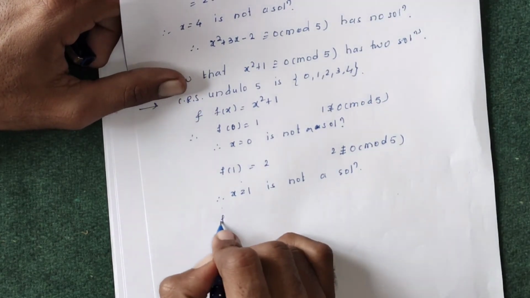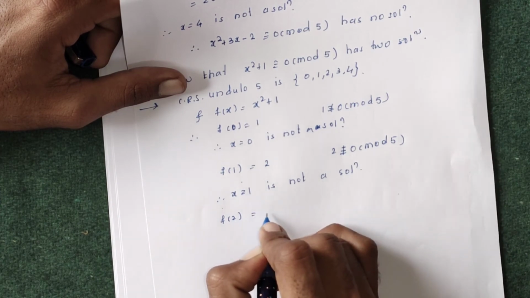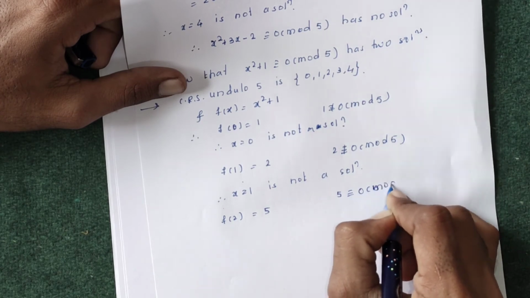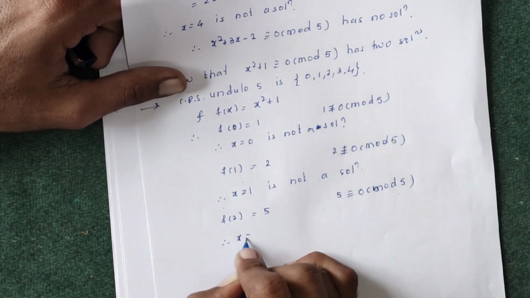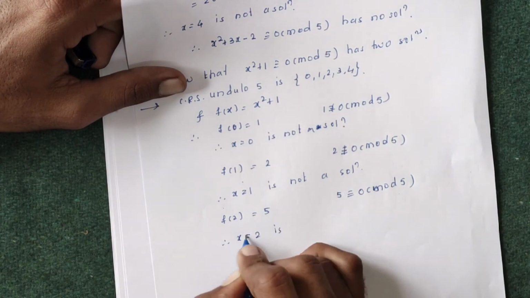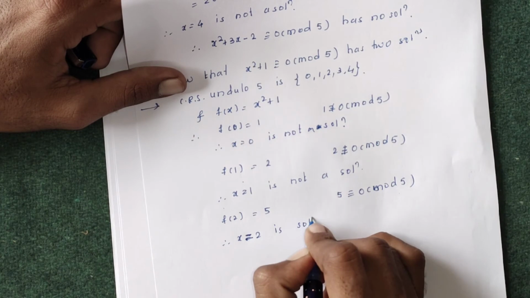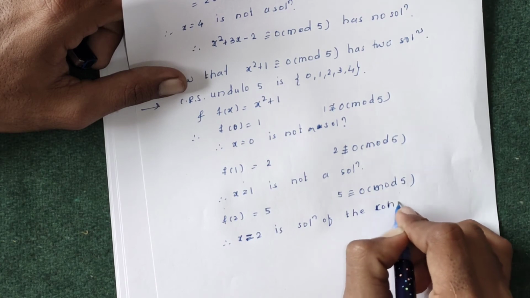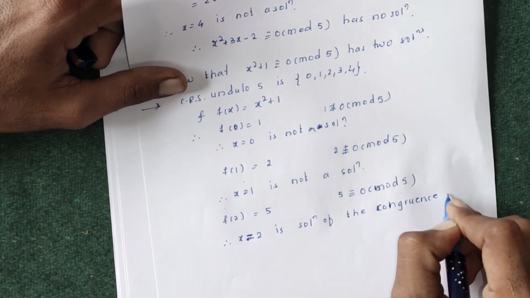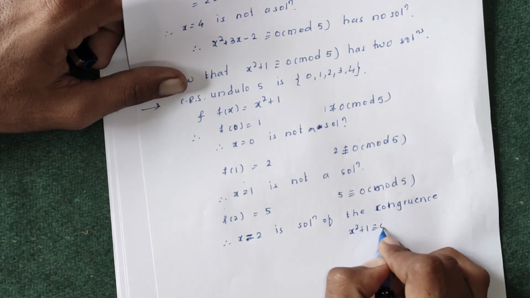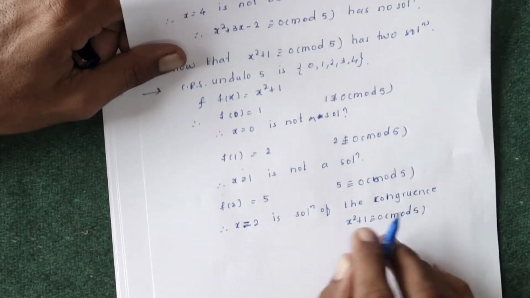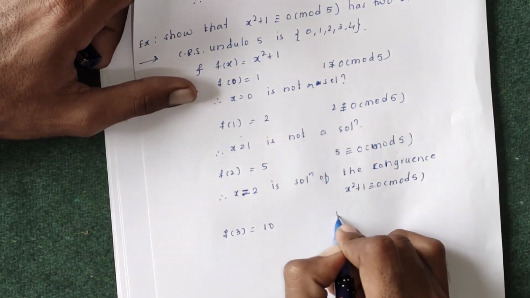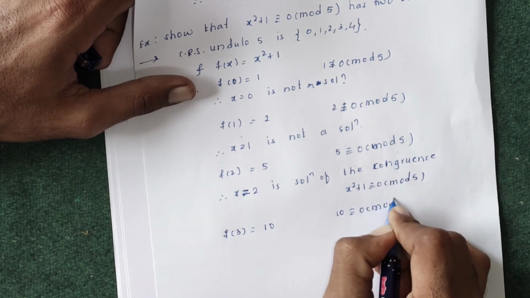of that congruence. For x equals 2, f of 2 is 2 square, 4, plus 1 is 5, and 5 is congruent to 0 modulo 5 since 5 divides 5. Therefore x equals 2 is a solution of the congruence x square plus 1 is congruent to 0 modulo 5. Now for x equals 3, f of 3 is 3 square, 9, plus 1 is 10, and 10 is congruent to 0 modulo 5.